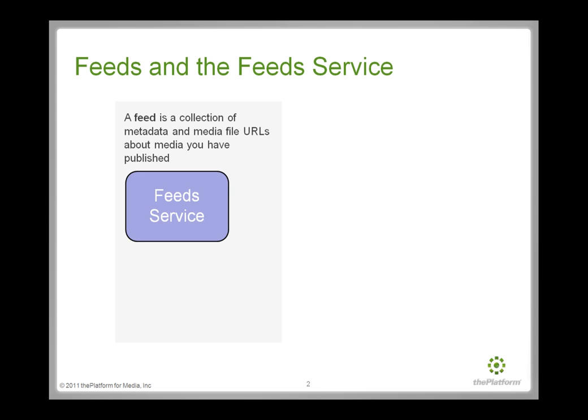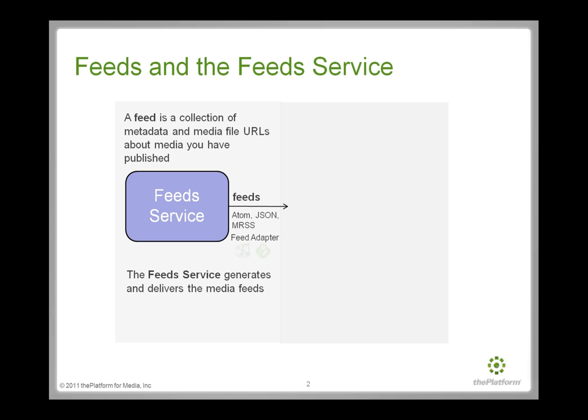The feed service is a web service that's responsible for generating and delivering the media feeds in your account. The service provides rapid responses to changes in your published media. Feeds are available in 3 default formats: Atom, JSON, and Media RSS, and you can create a custom output format through the use of our feed adapters. These are useful for outlets such as iTunes or Boxee that don't consume standard data formats.